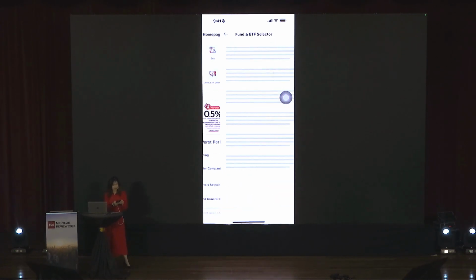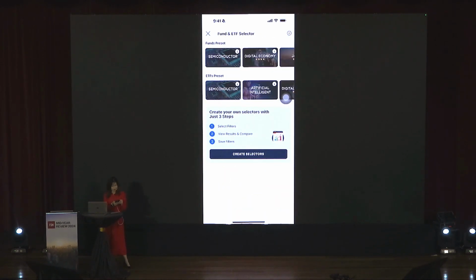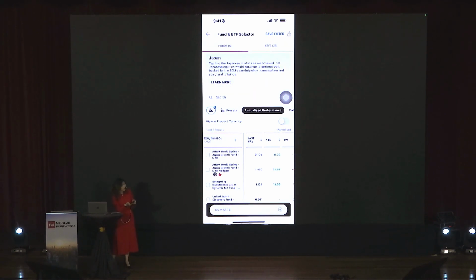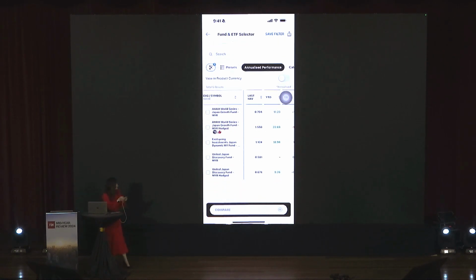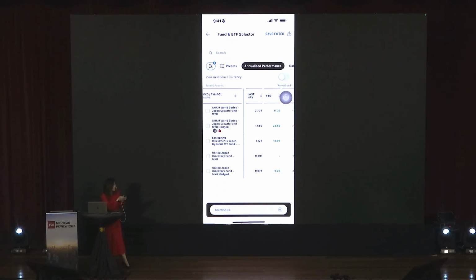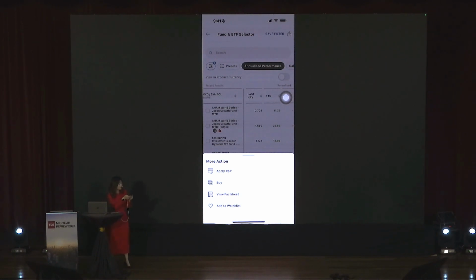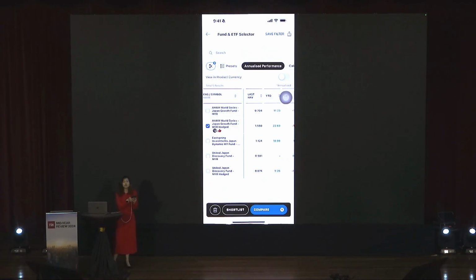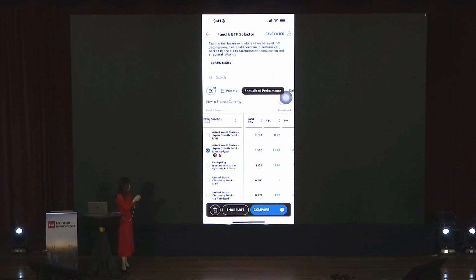All right, next, how do we do a comparison? For example, let's take Japan. The AHAM World Series Japan Growth Fund is one of our recommended funds. I will just click on it. I want to compare this fund with an ETF. So how do I switch to ETF?